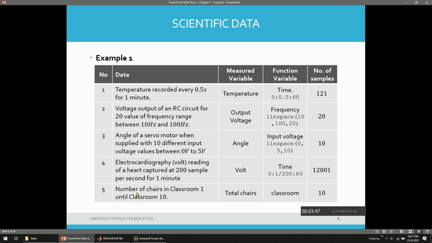Number of chairs in classroom 1 until classroom 10. For this one, you use a histogram to represent the different classrooms and the total number of chairs. The number of samples is 10 because you have 10 classrooms.